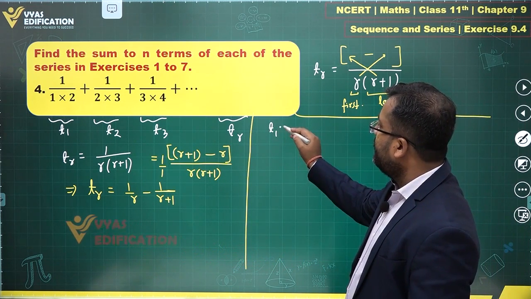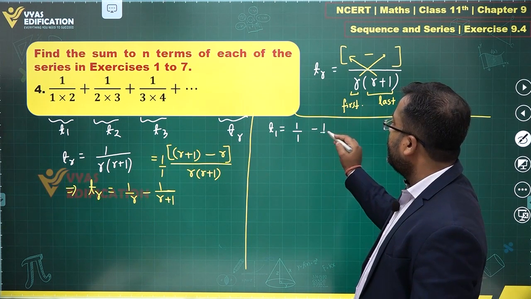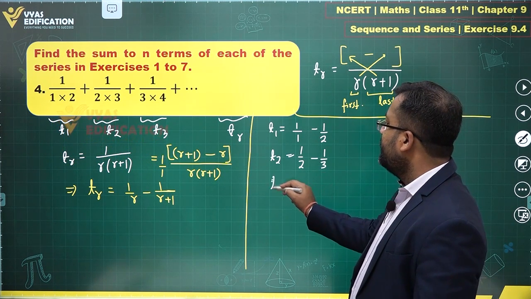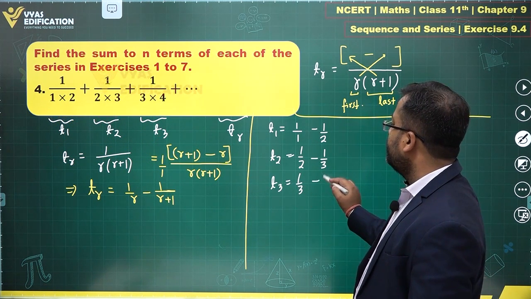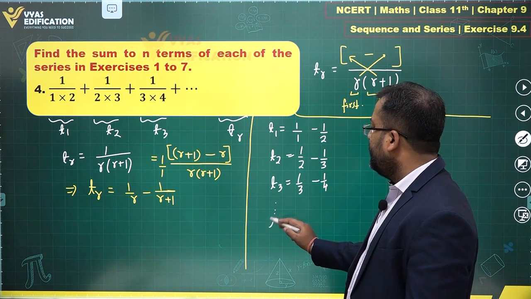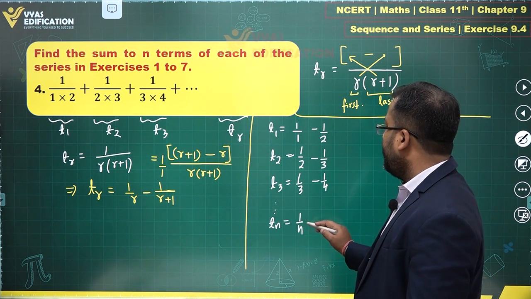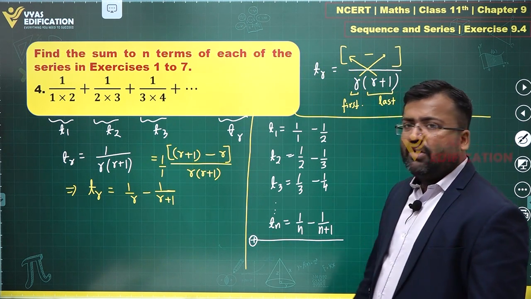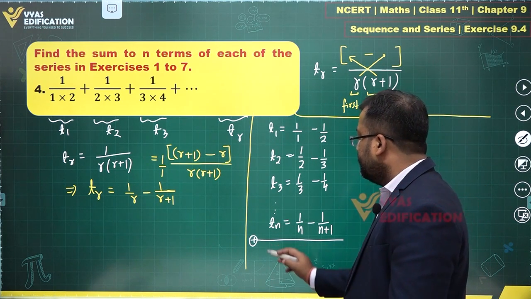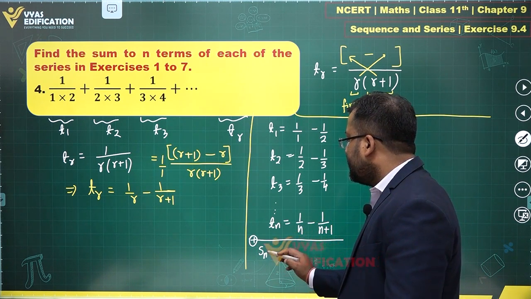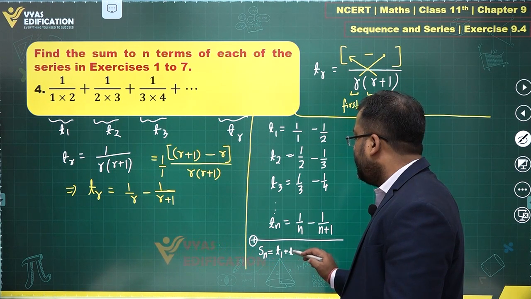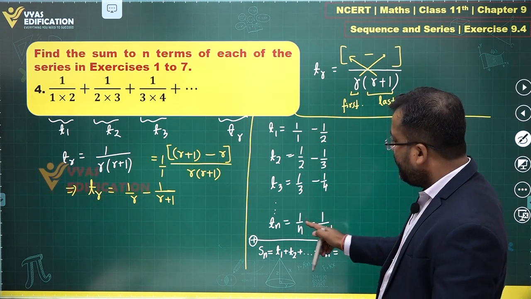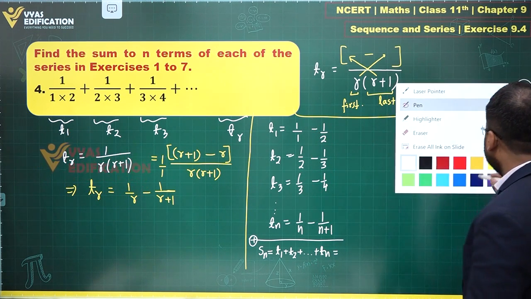Yes. T1 will be 1 upon 1 minus 1 upon 2. T2 will be 1 upon 2 minus 1 upon 3. T3 will be 1 upon 3 minus 1 upon 4, dot dot dot. Tn will be 1 upon n minus 1 upon n plus 1, and you can add all of these. Sn, which is T1 plus T2 plus dot dot dot plus Tn, will be equal to the sum of all these terms. When I take a look at these terms, what do I see?